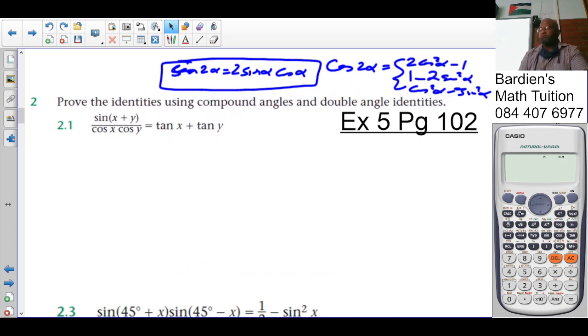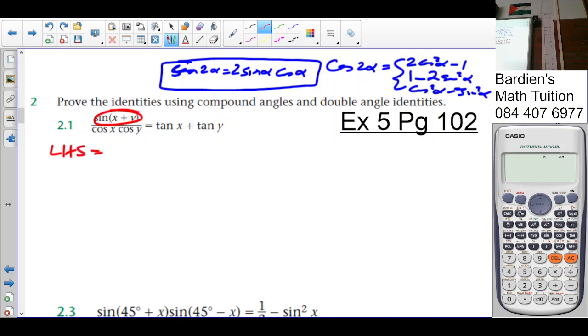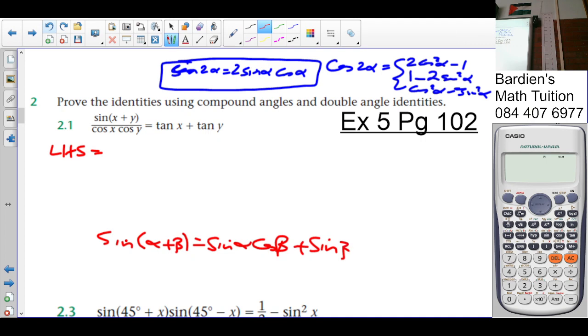Number 2, 2.1. Prove the identities using compound angles and double angle identities. Which side are we going to work with? Okay, we're going to go to the left hand side. So here we're using the sine compound angle. Can you see that, people? So sine of alpha plus beta can be written as sine of alpha cos of beta plus sine of beta cos of alpha.